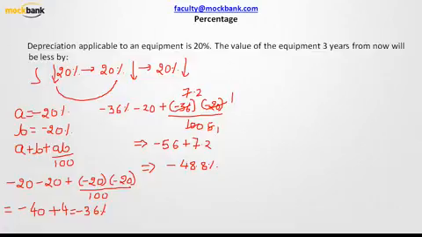If the value is getting depreciated by 48.8%, what is the value that is going to be left? It is going to be left as 100% minus 48.8%. So this comes out as nothing but 51.2%.